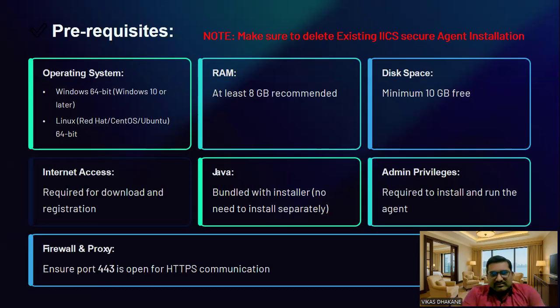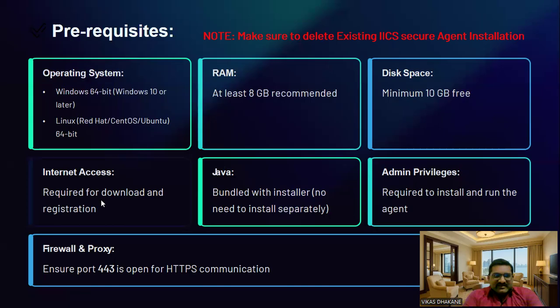Let's see what the prerequisites are in order to install the IICS Secure Agent. You should have a 64-bit operating system, Windows 10 or later. Anything is okay. We can also install it on Linux, but today we are going to see how to install it on Windows. You should have at least 8 GB of RAM, and 8 GB is sufficient.